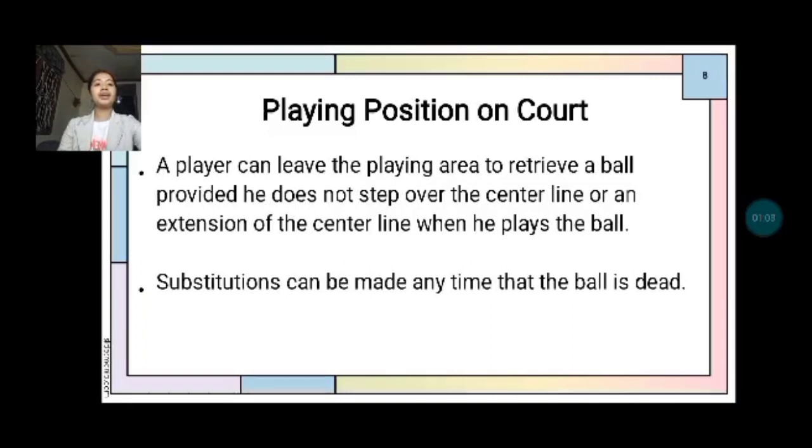A player can leave the playing area to retrieve a ball provided he does not step over the center line or an extension of the center line when he plays the ball. The best example for this is relying on the report of Miss Sabanto. If the back linemen are 5, 6, and 1, then 5 can retrieve a ball heading toward 1, and vice versa.